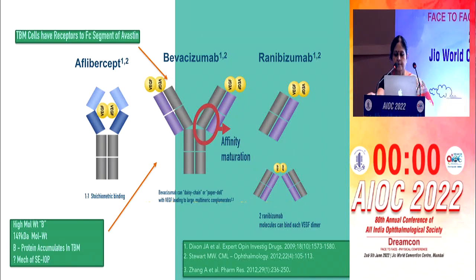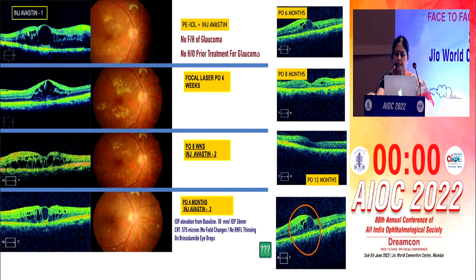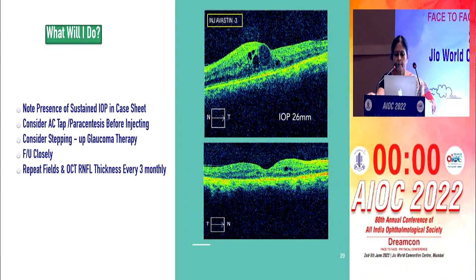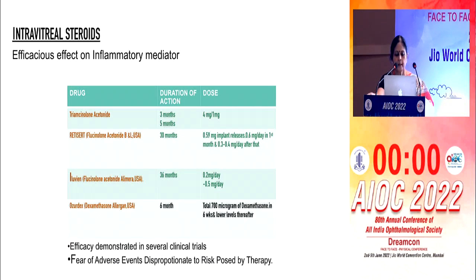So let us look at a patient who has an elevation from baseline, and he again develops a recrudescence of macular edema. And in this situation, what will you do? We will note the presence of sustained IOP elevation in the case sheet. We'll consider an AC tap paracentesis before injecting the next time. Continue stepping up his anti-glaucoma medication. Follow him up closely and see to it that each time he comes, every 3 months, you repeat his fields, OCT and RNFL changes. The second part of this presentation is on intravitreal steroids, which are very effective anti-inflammatory mediators.